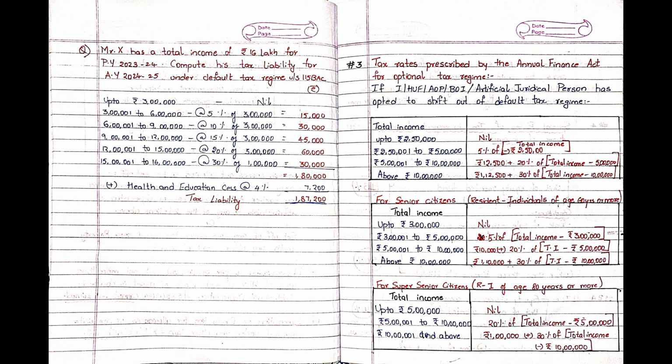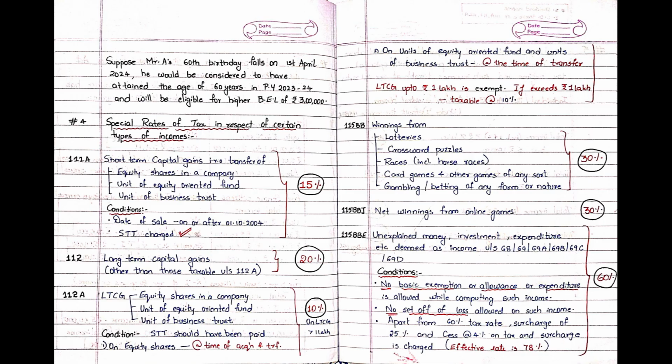Remember guys, the basic exemption limit of 3 lakh or 5 lakh, this difference is only for individuals and who are resident in India. Now let us go through one case. Suppose Mr. A's 60th birthday falls on 1st April 2024. Then he would be considered to have attained the age of 60 years in previous year 2023-24 itself, and he will be eligible for higher basic exemption limit of rupees 3 lakh.